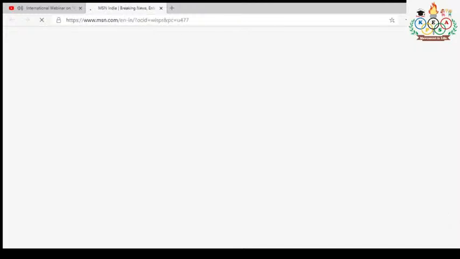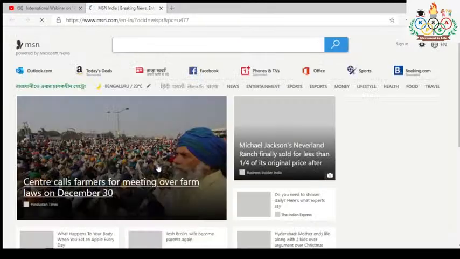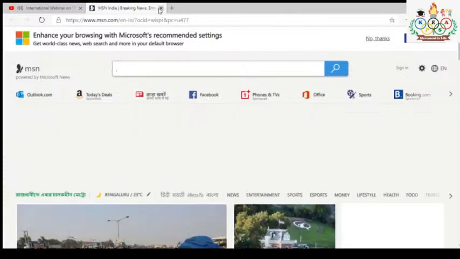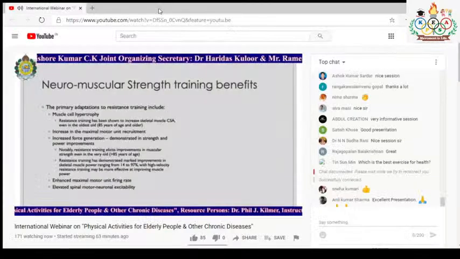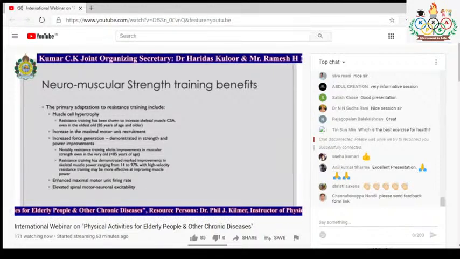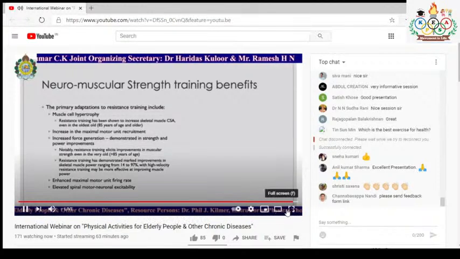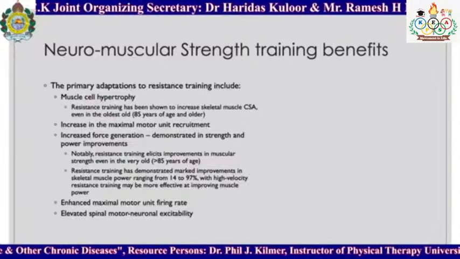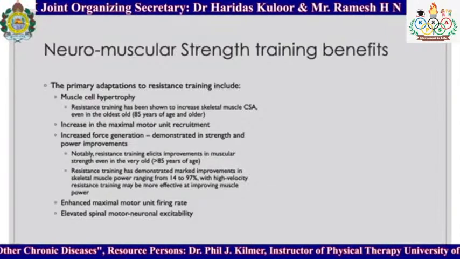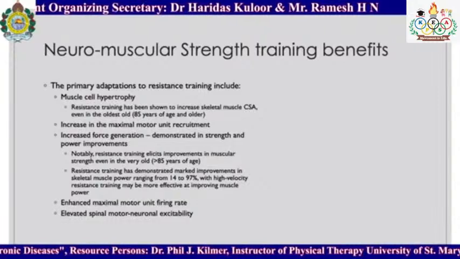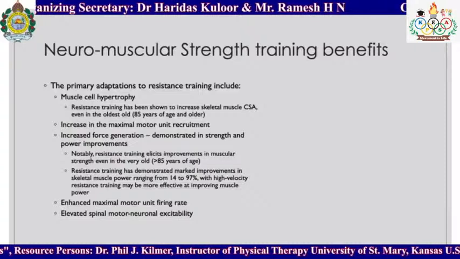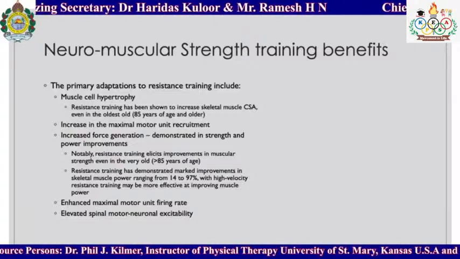However, especially when we're training closer to the higher percentage of 1 rep max strength, we're definitely going to get more of that maximum motor unit recruitment. And what is that going to turn into? Increased force generation that we've talked about. So we can see strength and power improvements, again, in individuals even greater than 85 years of age.